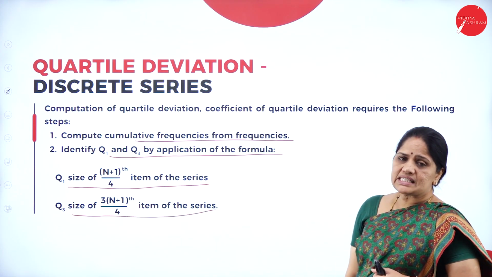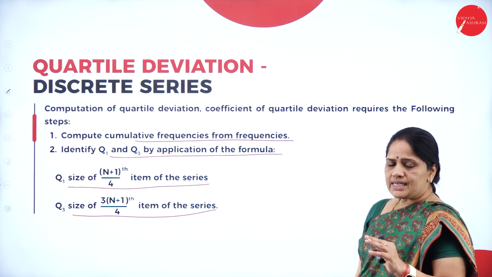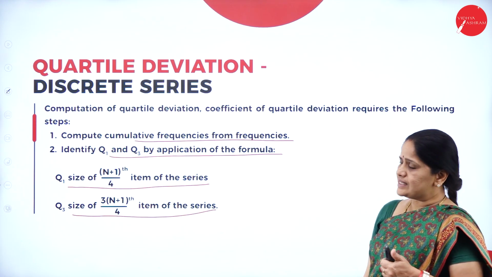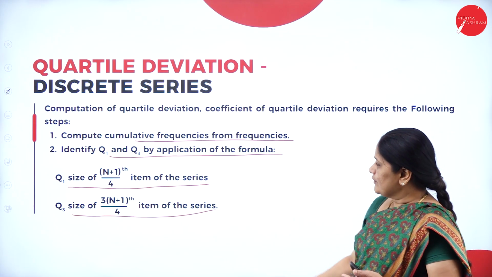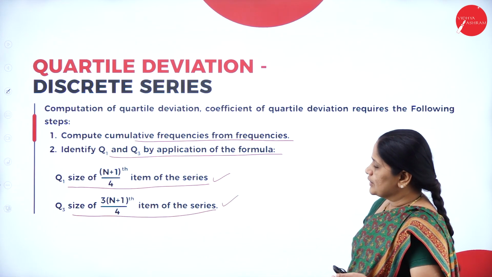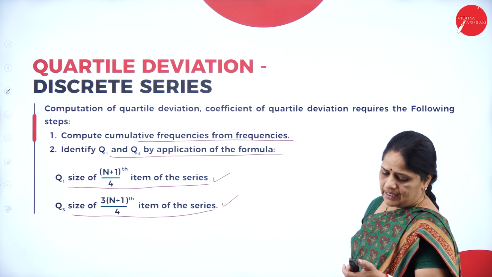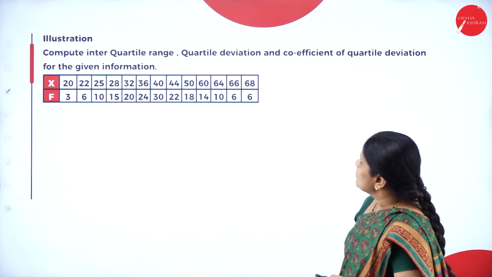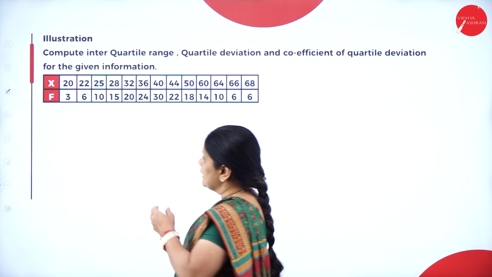So when you are given a discrete series, that is values along with the frequency, the first step will be you have to add the cumulative frequency, add all the frequencies. The second step is identify the Q3 and Q1. Again we have the same formula here. So we identify the Q3 and Q1, and then we have to find the QD, the coefficient of quartile deviation. So here we have a problem. The computation of interquartile range, quartile deviation and coefficient of quartile deviation from the given information.